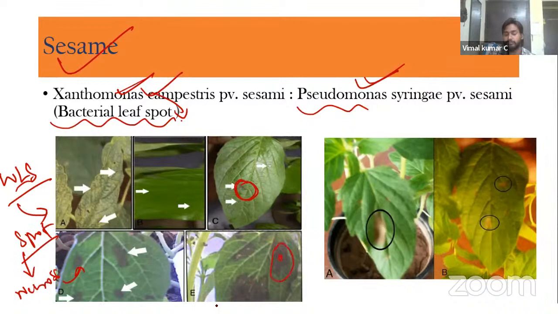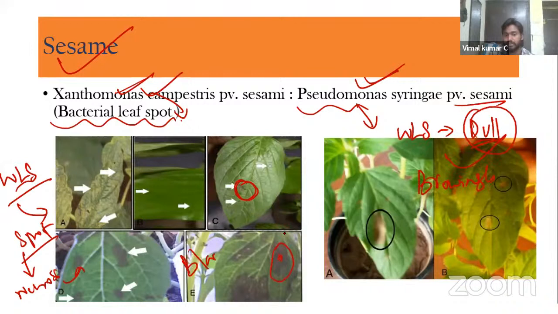When it comes to Pseudomonas syringae pathovar sesami, right? It also starts with a water-soaked lesion, but the color will be dull. Okay, so it will be dull when compared with Xanthomonas. Okay, so it will be a brownish lesion. So here it will usually be a blackish lesion. Okay, so here the causal organism is Xanthomonas campestris pathovar sesami, and here it is Pseudomonas syringae pathovar sesami, right?